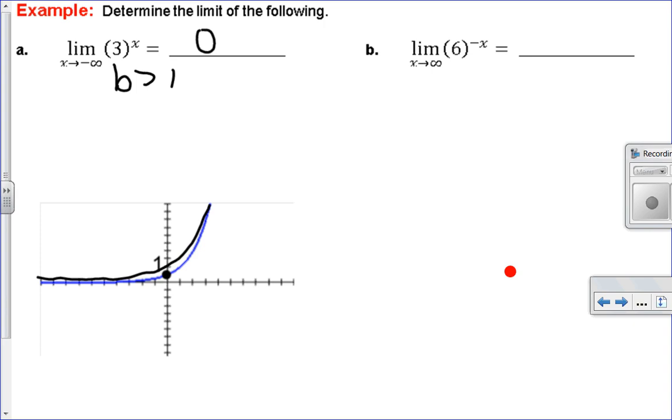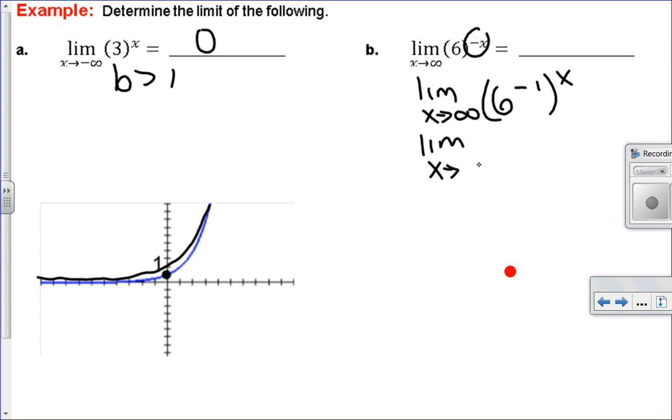Let's look at the other, the limit as x approaches positive infinity of 6 to the negative x. Now that's the first time we've seen a negative exponent, but we can easily rewrite that because we want our exponent to be positive as 6 to the negative 1 to the x, because negative 1 times x is negative x. That's really just the limit as x approaches infinity of 1 over 6 to the exponent of x.